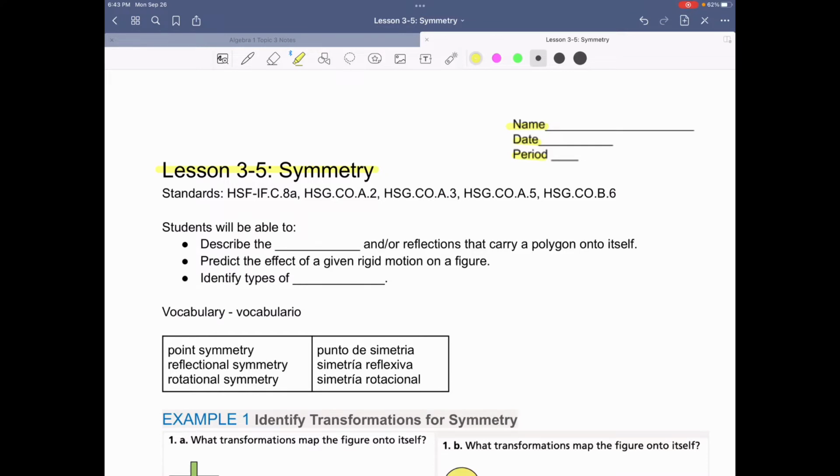The objectives for today, or the learning targets, are students will be able to describe the rotations and or reflections that carry a polygon onto itself. Students will be able to predict the effect of a given rigid motion on a figure. And students will be able to identify types of symmetry.